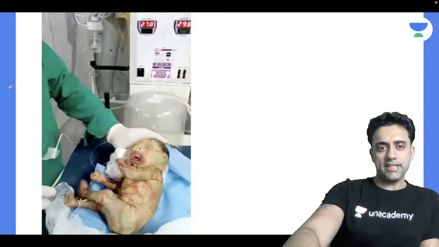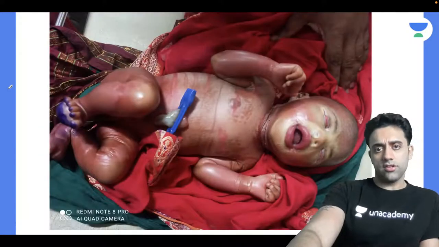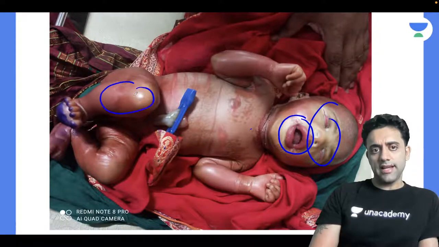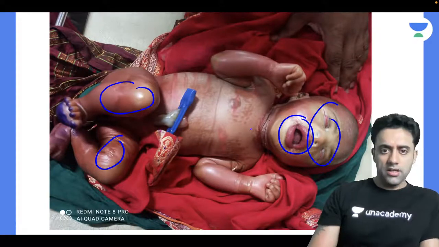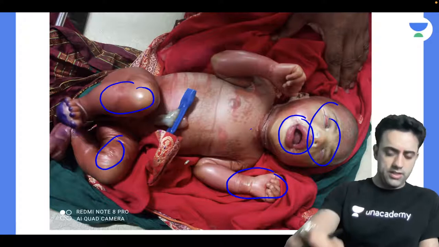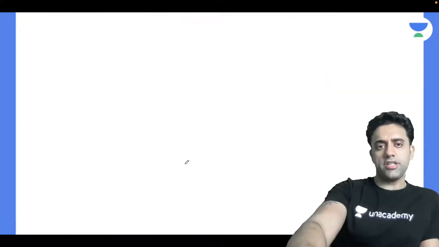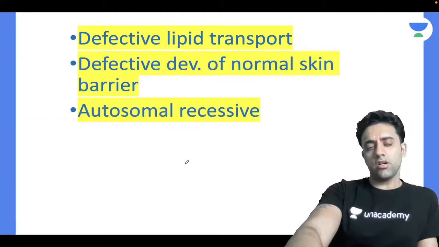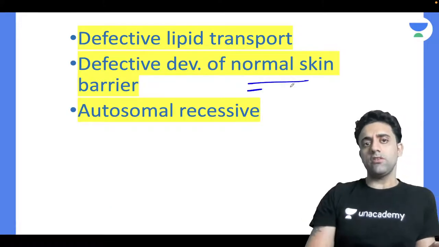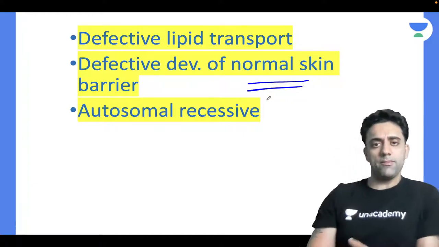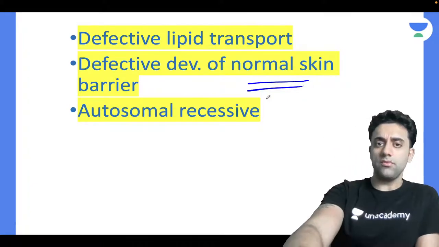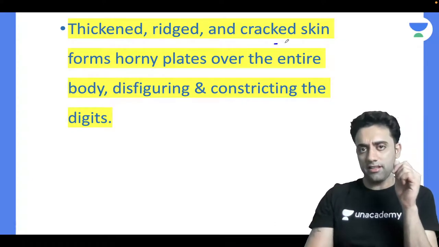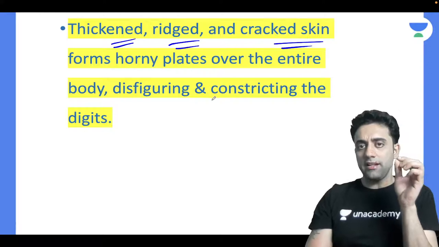Next question. This one also, of course, you can see the swelling of the lips and the swelling of the eyes, a wrinkled kind of skin, very tight skin. So harlequin change is a defective lipid transport and, most importantly, a defective development of the normal skin barrier. It is an autosomal recessive inheritance. Also you can see the thickened, ridged and cracked skin.